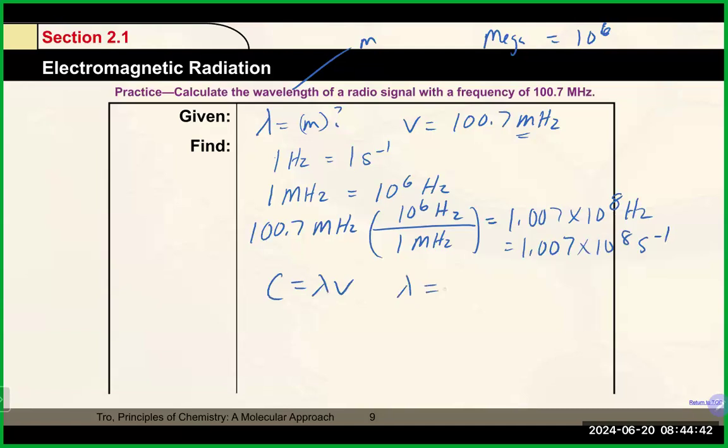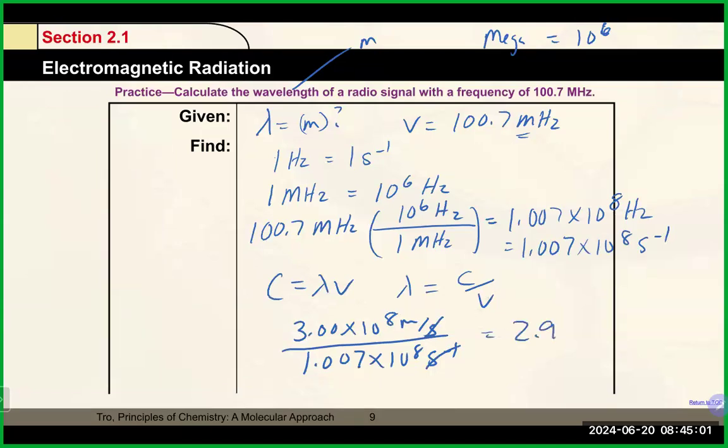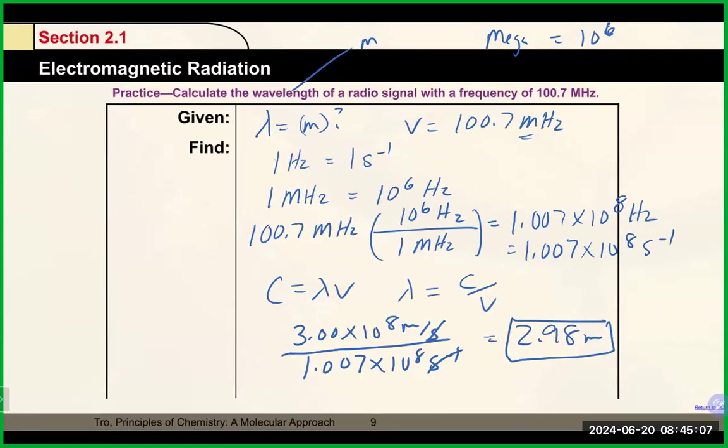Once again, solving for wavelength, c divided by frequency, is going to give us 3 times 10 to the 8 meters per second divided by 1.007 times 10 to the 8 reciprocal seconds. Again, those two are going to cancel, and we're going to get about 2.98 meters in this particular case. Any questions on that?